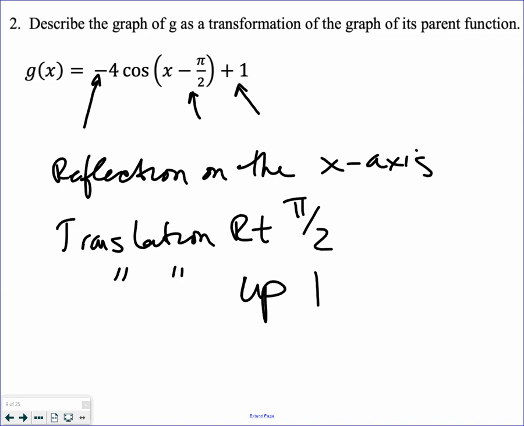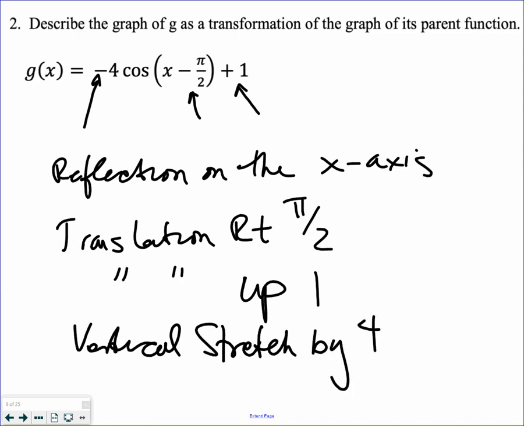And I forgot one. I apologize. Vertical stretch by 4. I'm glad I looked at that beforehand. The 4, that's right there. I forgot to say that. So the reflection is the negative, and the vertical stretch is the number.